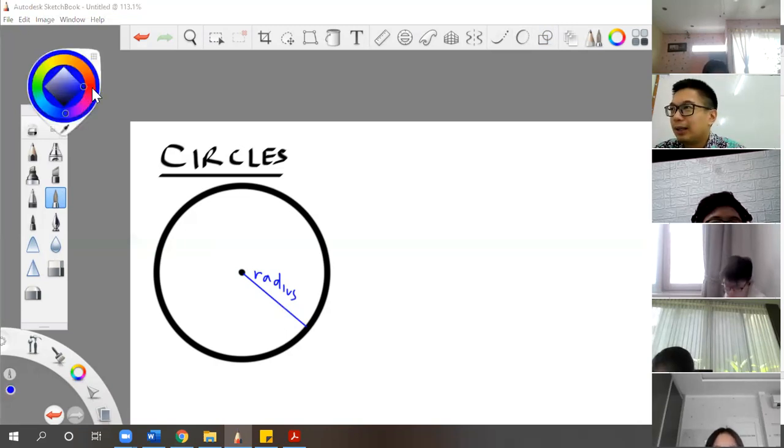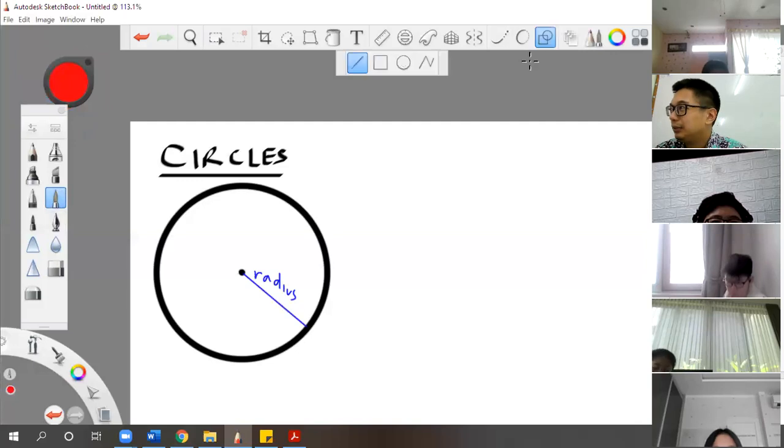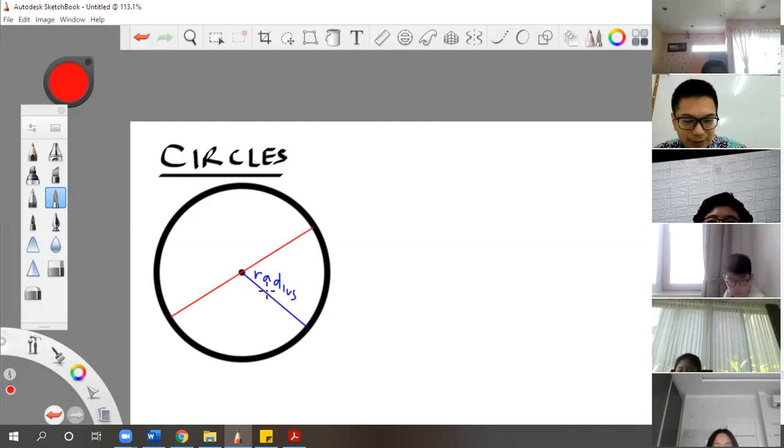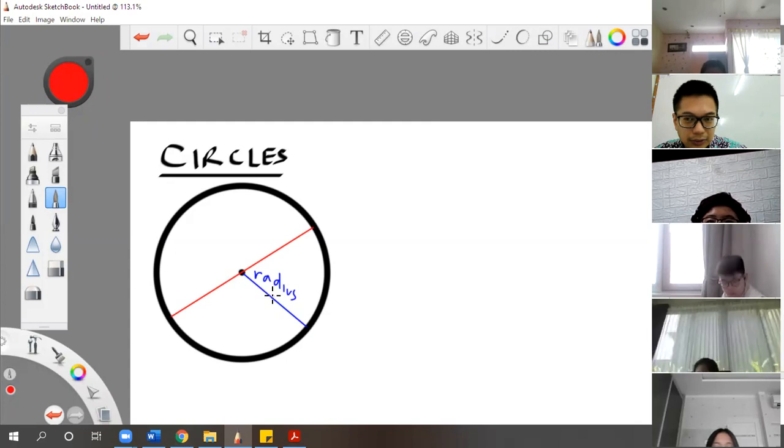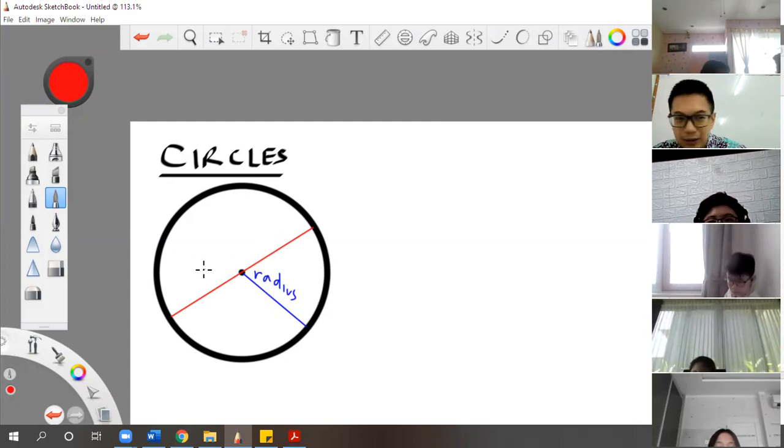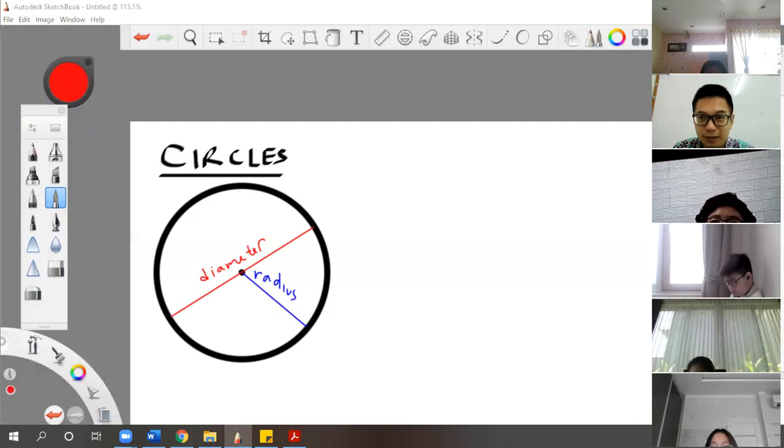Now the second one: through the center to the other end. What is it called? Come on, you can't not remember this. Anyone? Diameter. Right, diameter. Thank you. Okay, so radius is from the center to the edge. Diameter is from edge to edge, passing through the center.